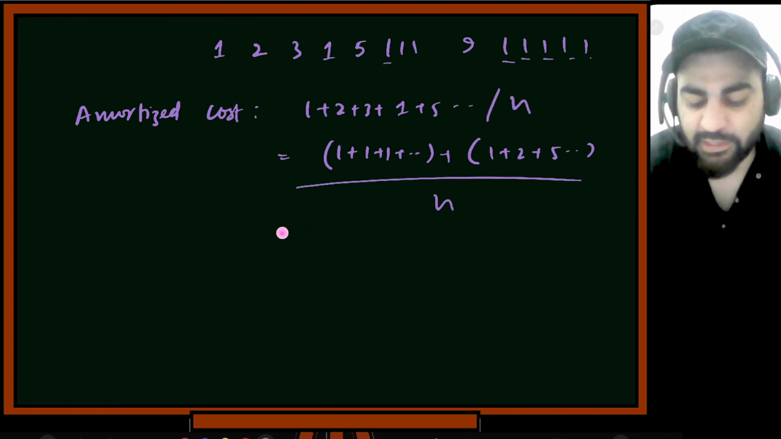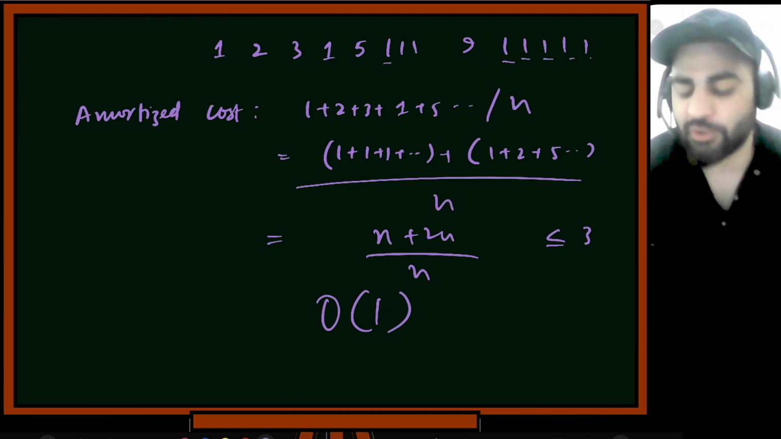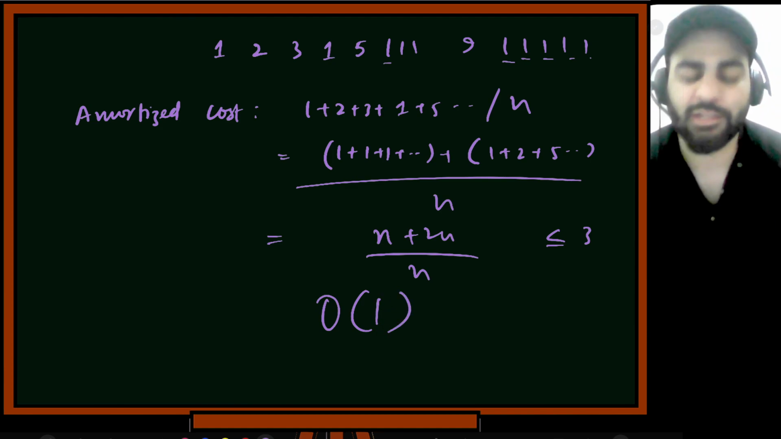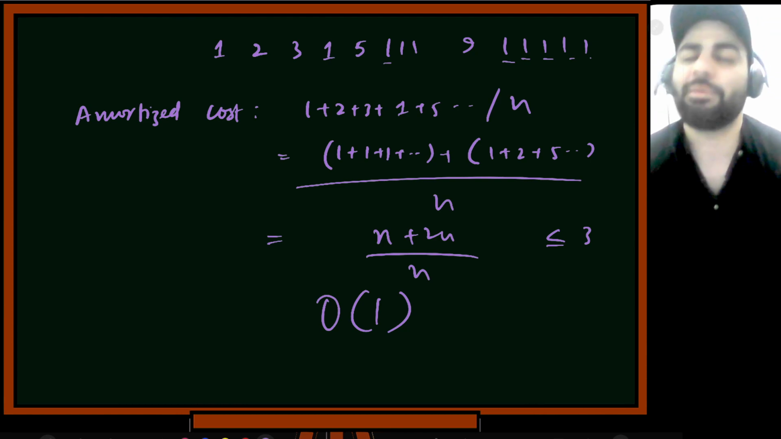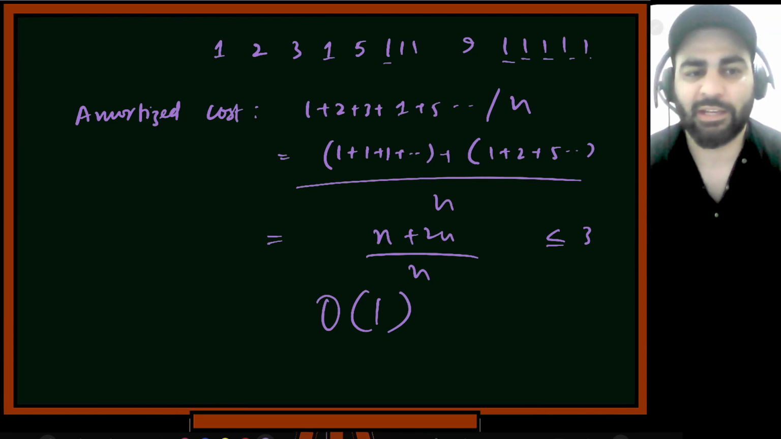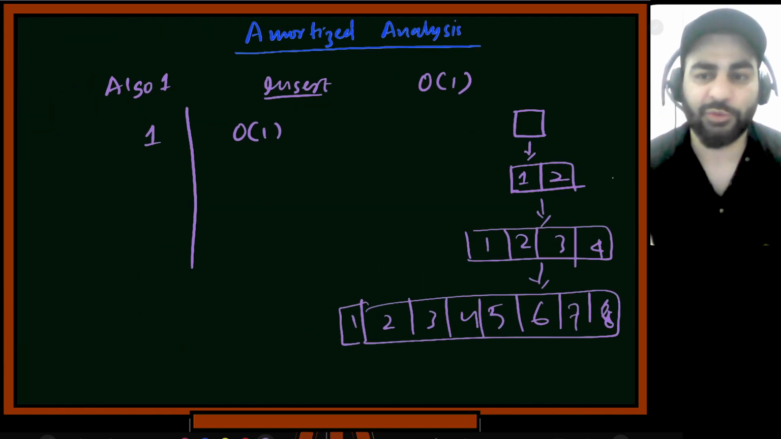So it will come as n plus 2n divided by n. If you see over here, this is less than or equal to 3, so this is order 1, a constant time operation. Overall you see this is a constant time operation. This is called amortized cost. Amortized cost is constant, even though once in a while the operation was taking a lot of time. I took the example of dynamic arrays, where the array is continuously growing.